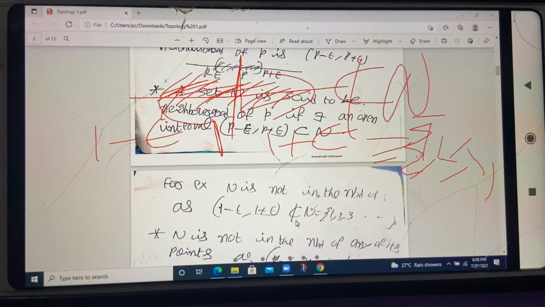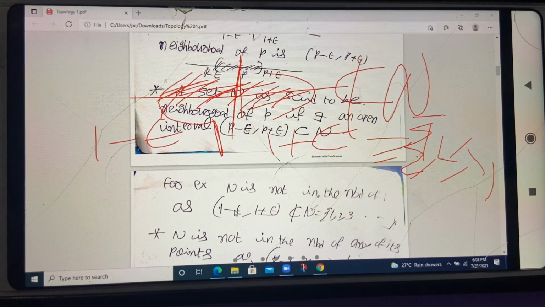When do we say one set is a subset of the other set? If every point here is a point here, then only we say it is a subset or contained. But because this is not contained in N, we say that N is not in the neighborhood of 1 and 1 is not an interior point of N.